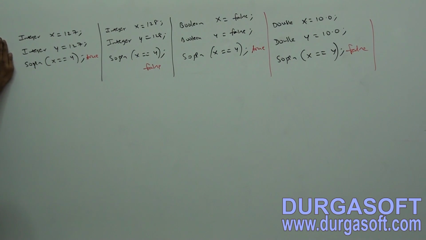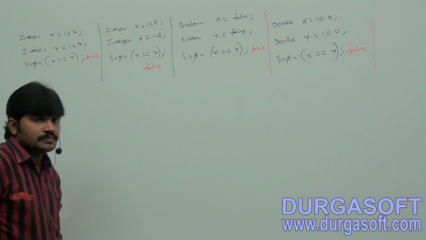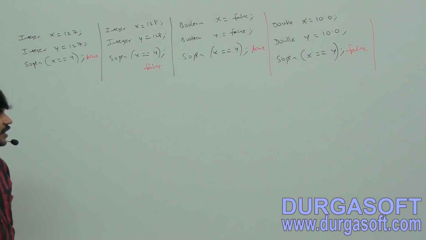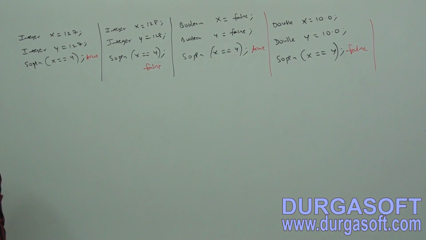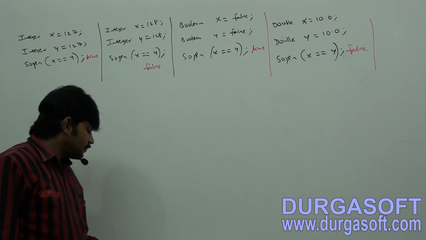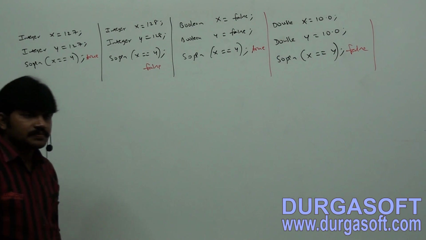Integer x = 127; Integer y = 127; System.out.println(x == y) itself is true. Next, Integer x = 128; Integer y = 128; x == y is false. True, false.